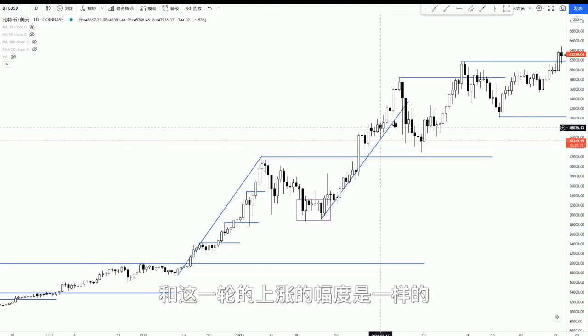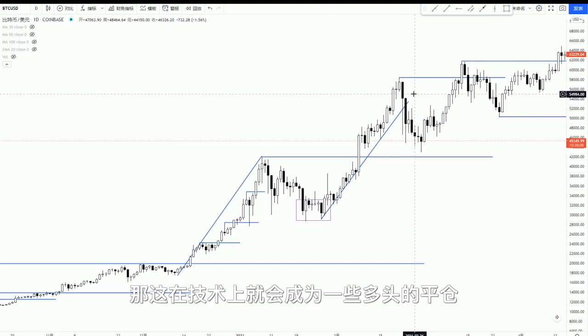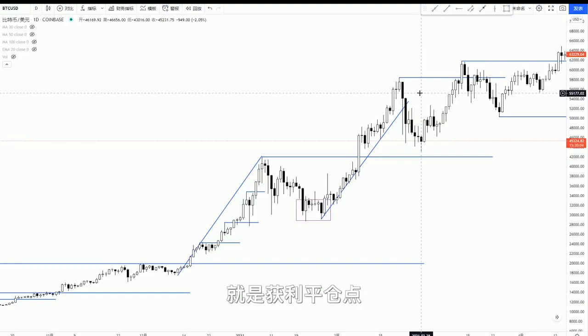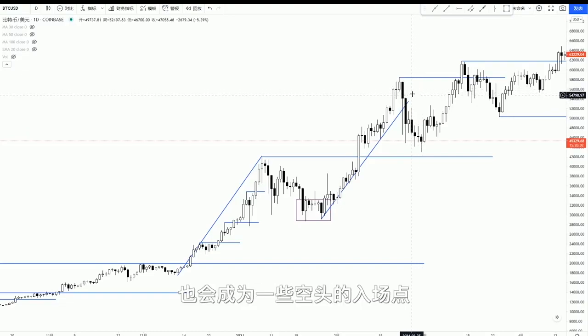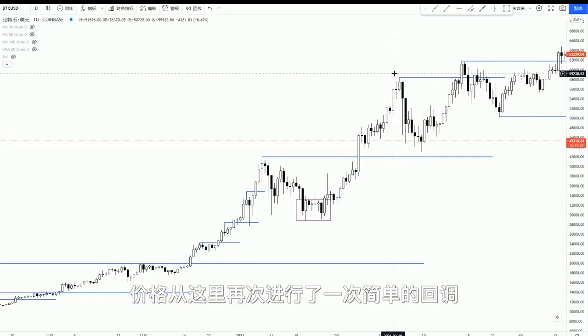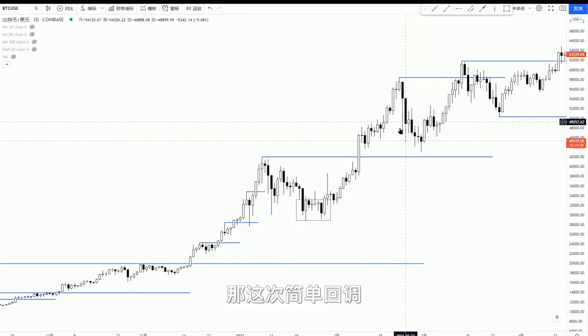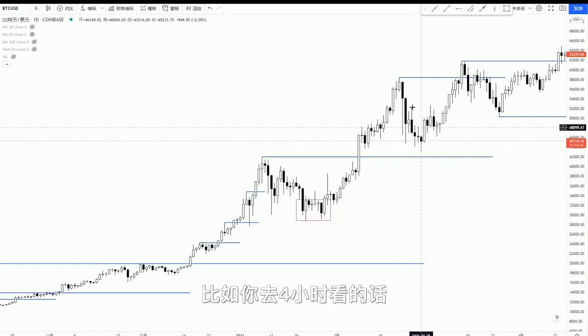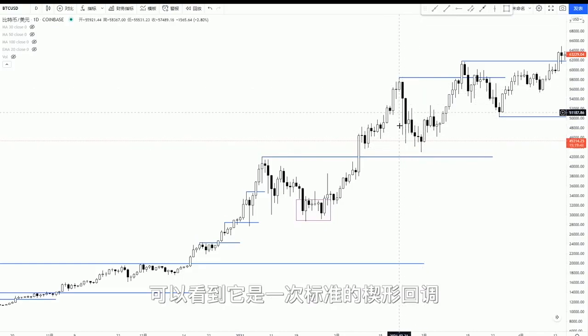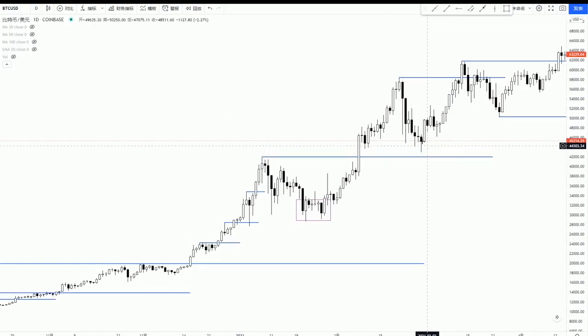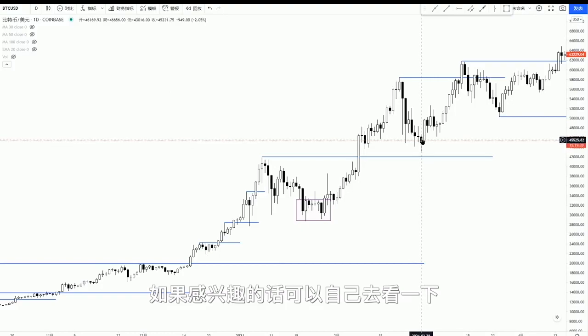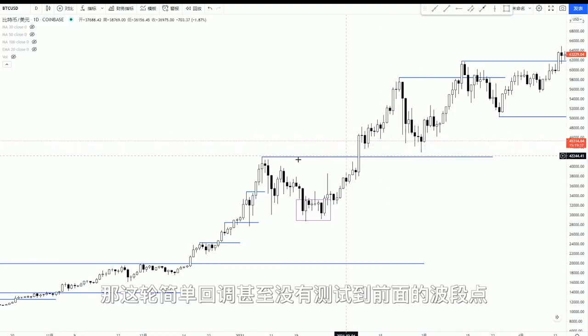It's also going to be an entry point for some bears, and once again prices have had a simple pullback. And this simple pullback, if you look at it on a small cycle, like if you go 4 hours, you can see that it's a standard wedge pullback, and if you're interested, you can look at it yourself. But this simple pullback doesn't even test the previous band, it leaves a gap in the previous band. So what does that tell you?